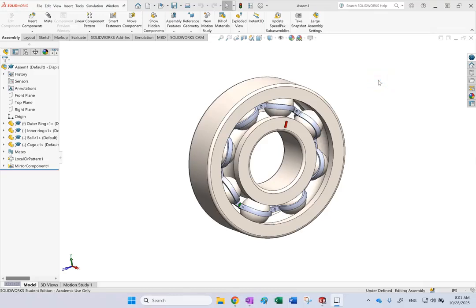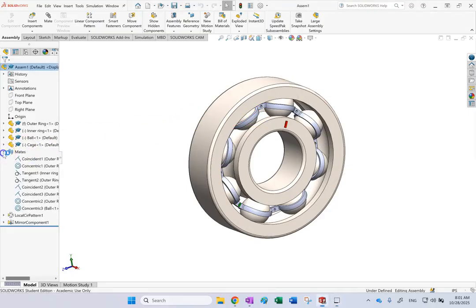Hello everyone. In this video, I want to talk about a ball bearing assembly in SolidWorks. I've seen some videos on YouTube from even well-known CAD channels, and I found that the way they are putting the mates, they have a mistake about the cage, and I wanted to clarify that.